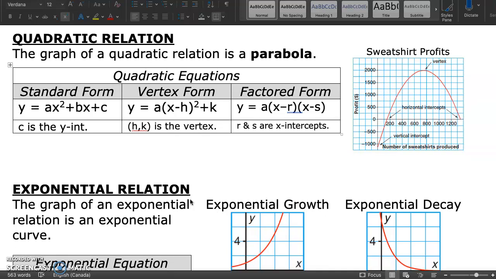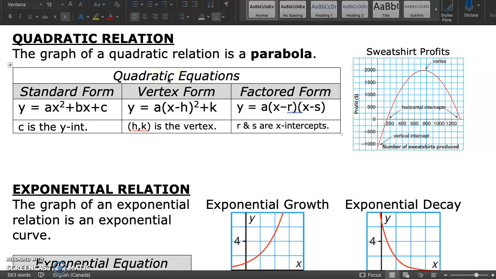Quadratic relations. The graph of a quadratic relation is a parabola. That's the U-shaped symmetrical curve that you see here. In this case, this is opening down, and we would say that this vertex is a maximum. If it were opening upward, the vertex would be a minimum.